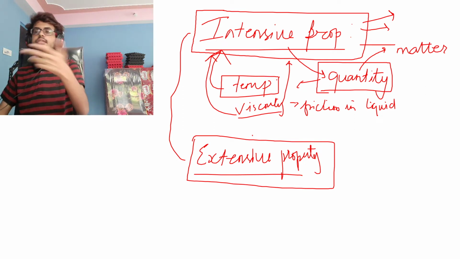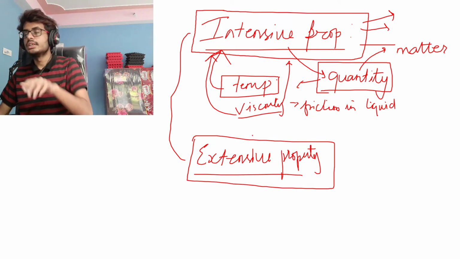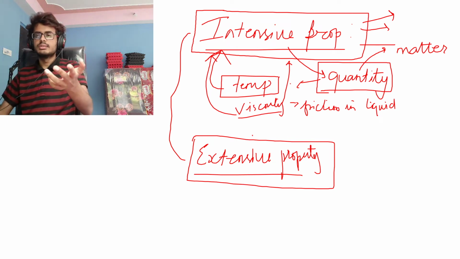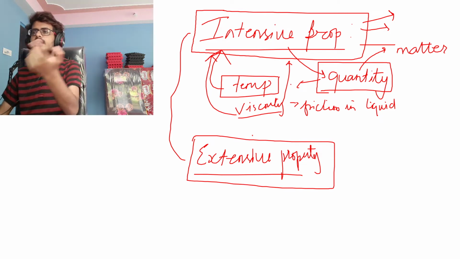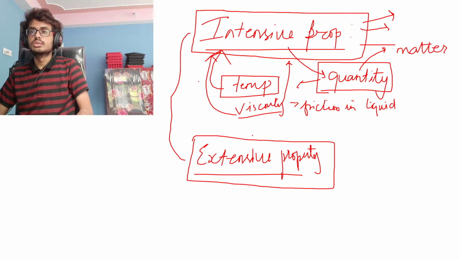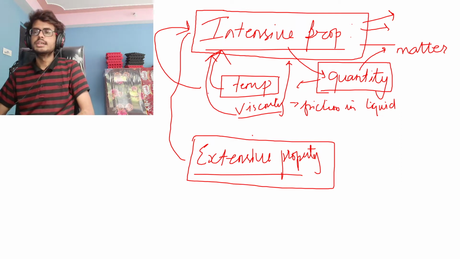Viscosity is self-sufficient. It can define itself not by the quantity but by the material, right? You can define the viscosity of any liquid with a small amount of liquid. You don't need a large amount. You don't depend upon the quantity. Those kinds of properties are known as intensive properties. Very important thing, so you should know about this very clearly.